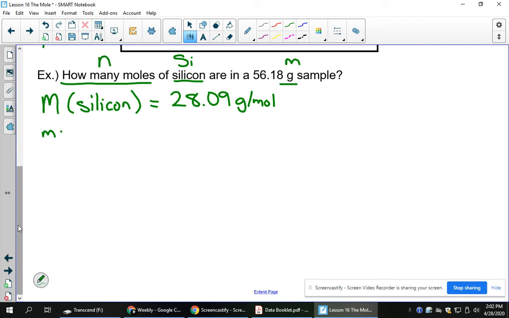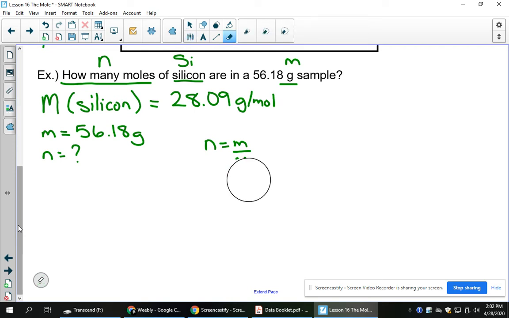The mass is 56.18 grams. And I want to know number of moles. So I'm just listing all of the things I've been given and what I want in my list here. You'll see that I do that in physics in our next unit too. Once I list them, I write down the formula from the data booklet. Let's make that pointy so it looks different. Okay. And I sub in my numbers, being very careful to follow the formula.